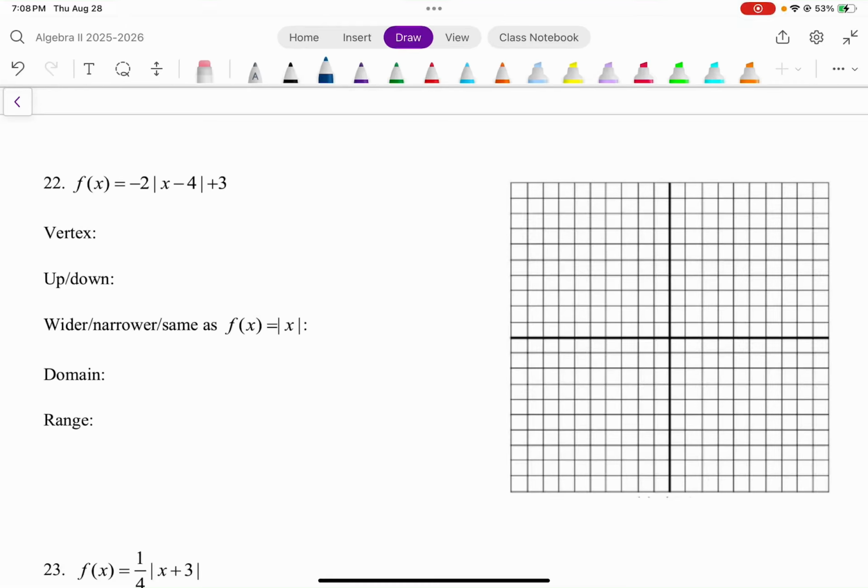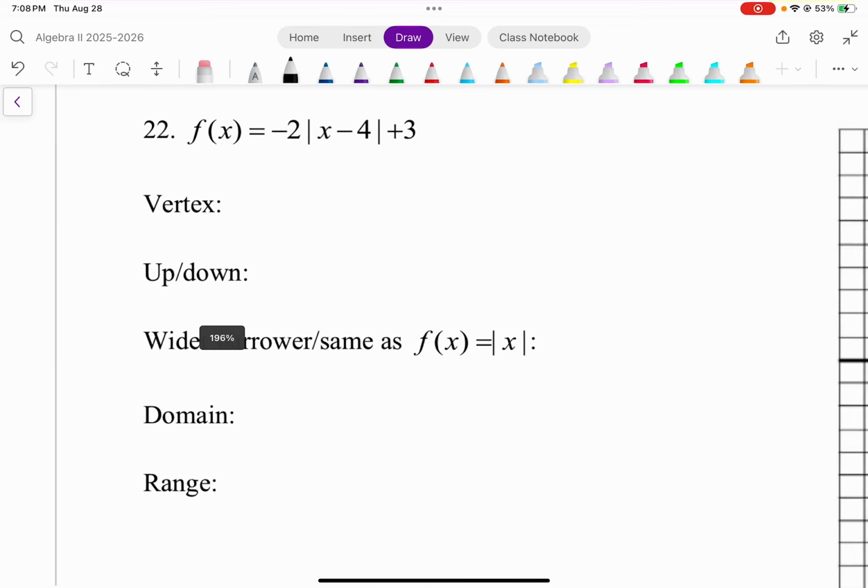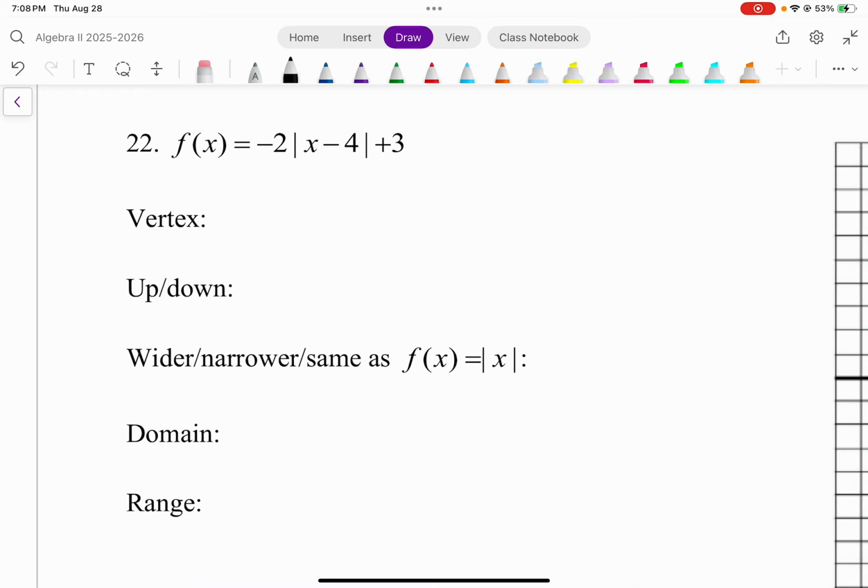For this problem, we are going to graph the function that is given. This one is an absolute value function. Before we graph it, we're going to answer a few questions. The first one is the vertex.